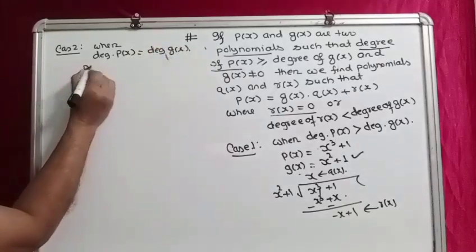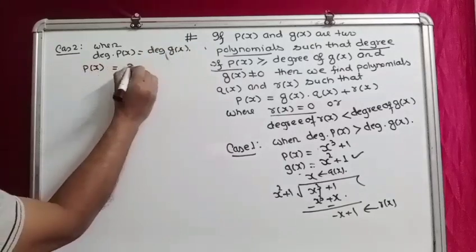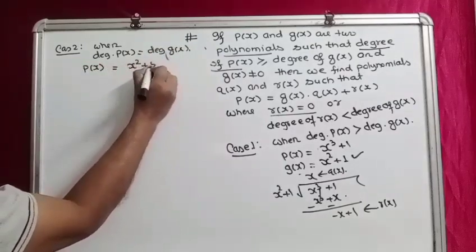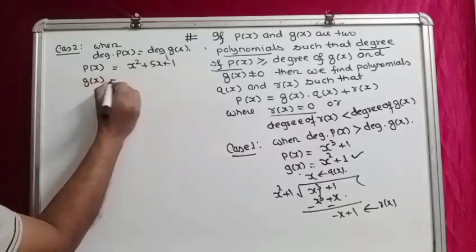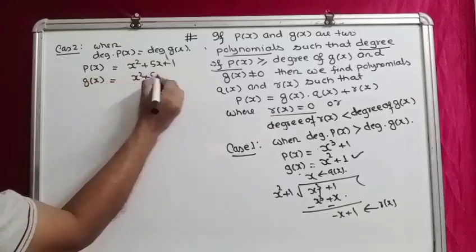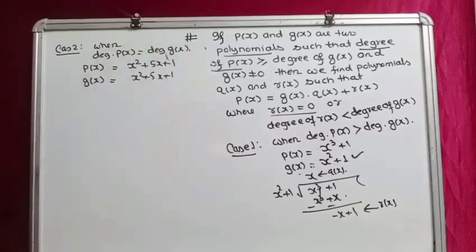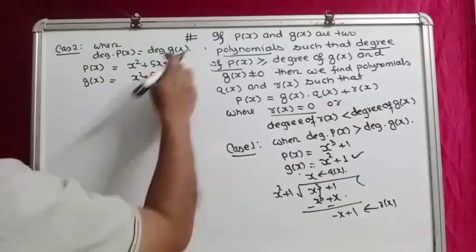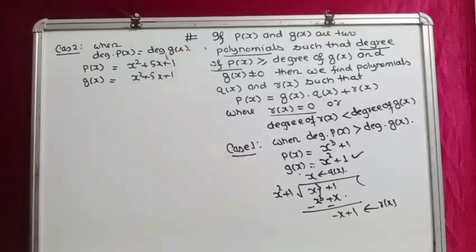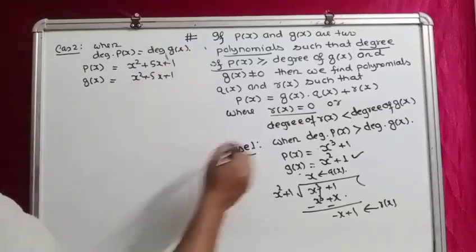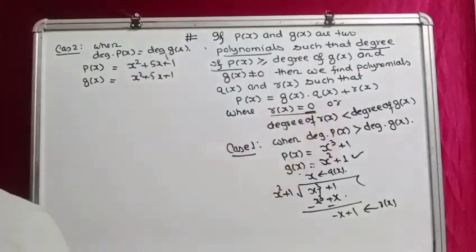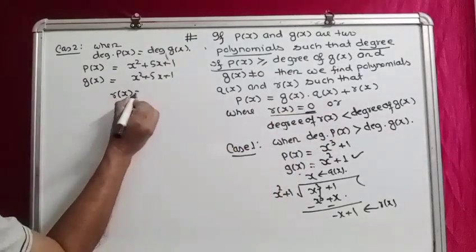Okay, so just assume p(x) as x square plus 5x plus 1, I am taking the same one, and g(x) I am taking again the same, x square plus 5x plus 1, because we have to take the same degree, and here it is a factor, obviously remainder will be 0. We will divide, we will get q(x) as 1 and remainder 0. So we are getting again remainder as 0, r(x) will be 0.